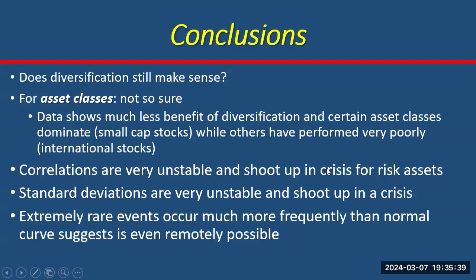So correlations are unstable, and they shoot up during a crisis. So when you need that diversification the most, they help you the least. With the exception of long treasuries. Long treasuries do great in a crisis, unless the crisis is inflation. But yeah, long treasuries did great in 2008. There's times when they really do help you quite a bit. Standard deviations are unstable over time. And then extremely rare events happen a whole lot more frequently than they should, according to the math that we're using.